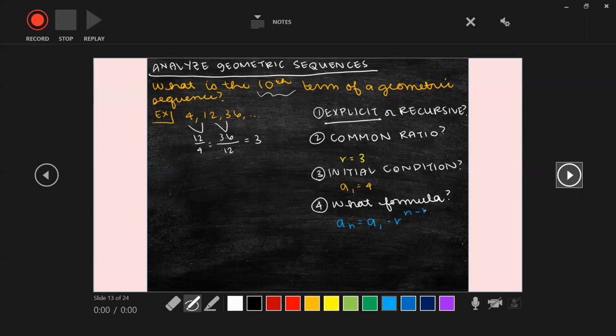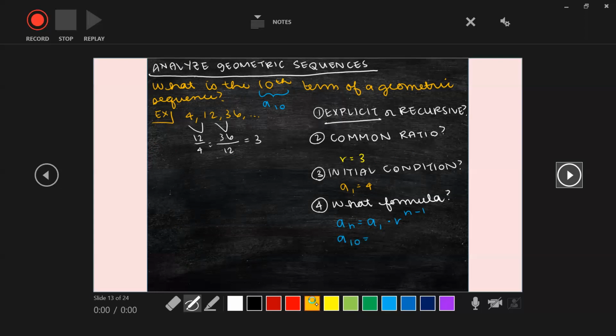So let's see if we can figure out what things we can identify. I don't know what the 10th term is. I'm trying to find the 10th term. Another way of saying the 10th term is that it's going to be n. So we are trying to find a sub 10. I don't know what a sub 10 is, so I'm going to put it right there.